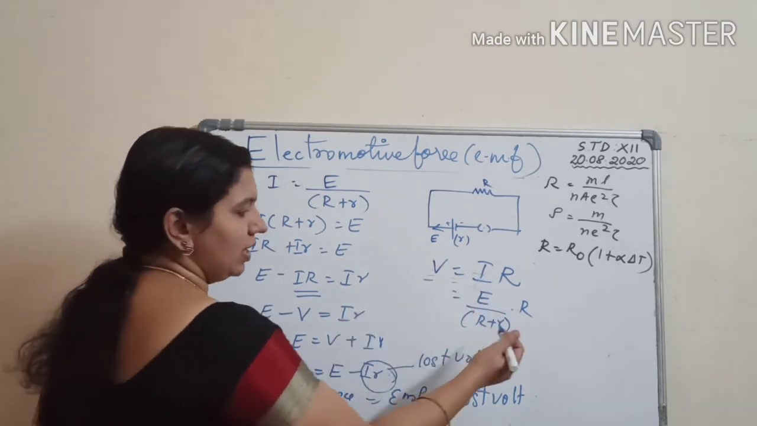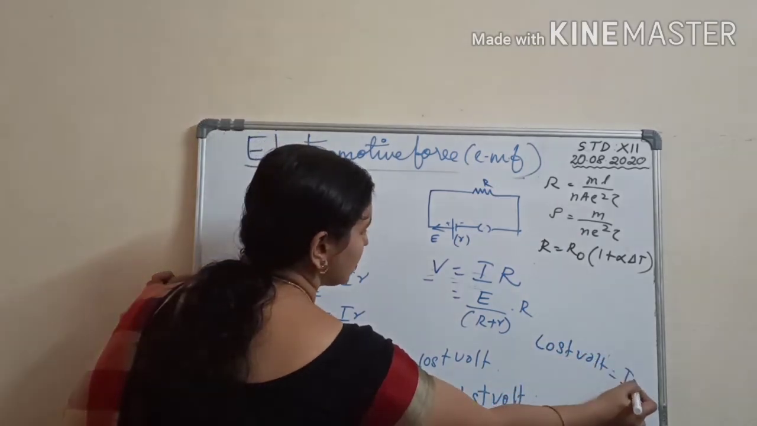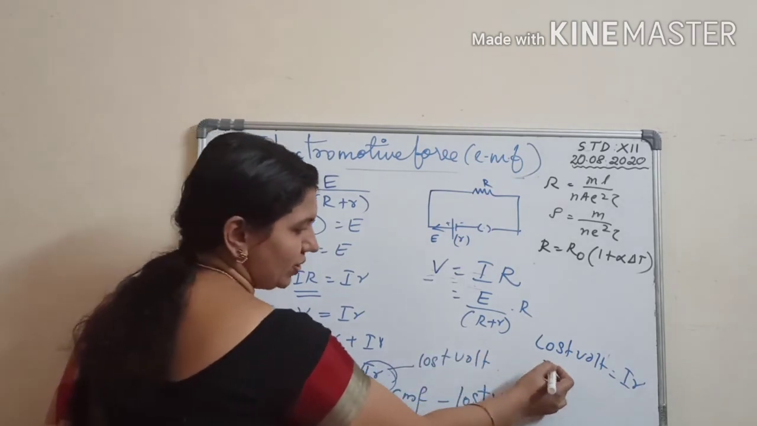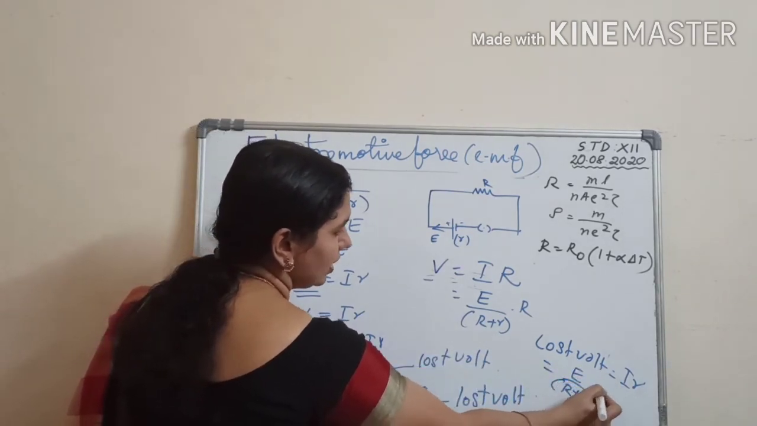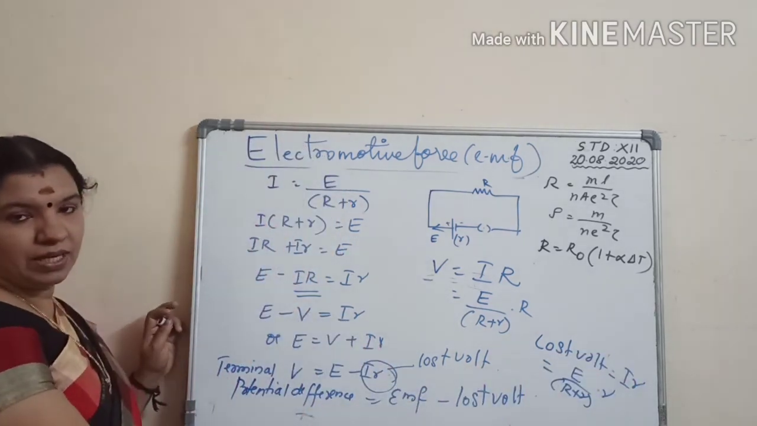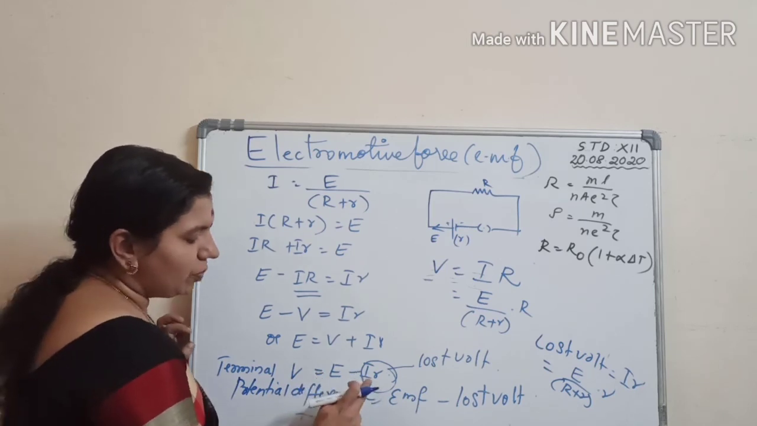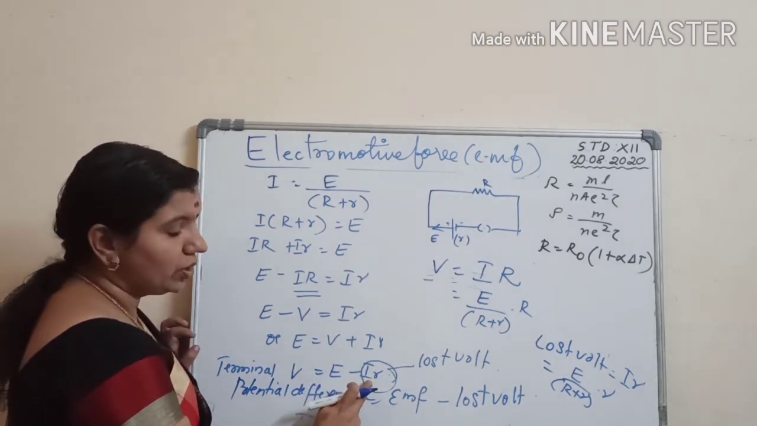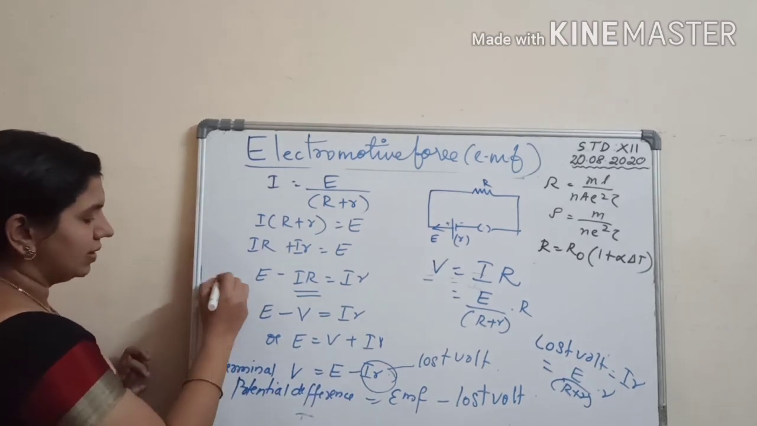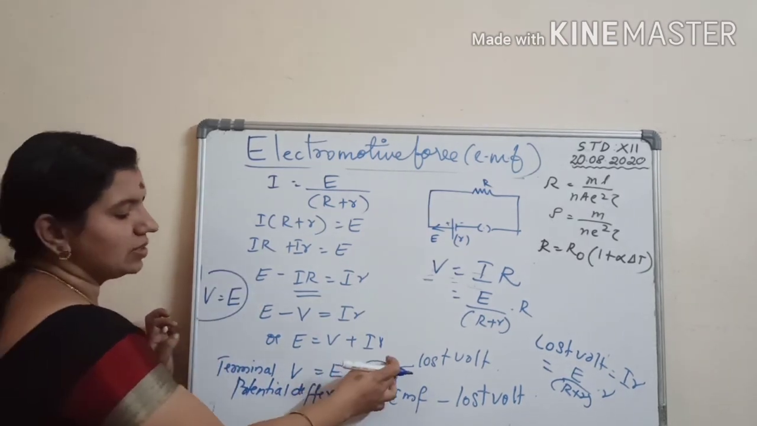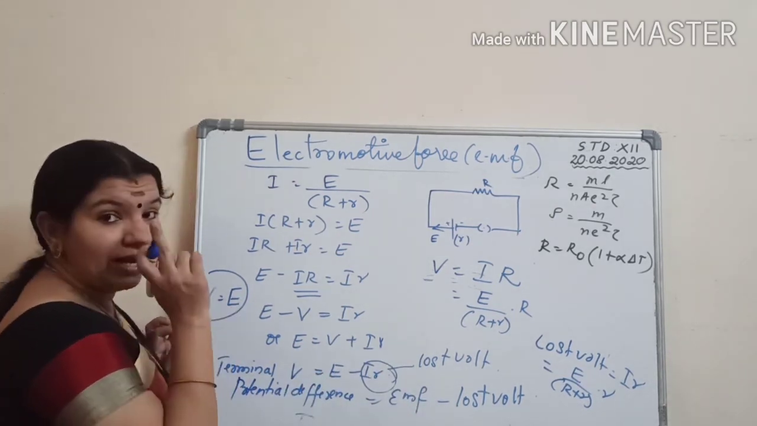Clear? Now again, if you want to find the lost volt, the expression is I into small r. Isn't it? So here also you can substitute the value for I. I is E by R plus r, into r. Understand? Now in this equation, if I put I equal to 0, this will be V equal to E, because this term will turn to be 0. So V equal to E. How? When I equal to 0.